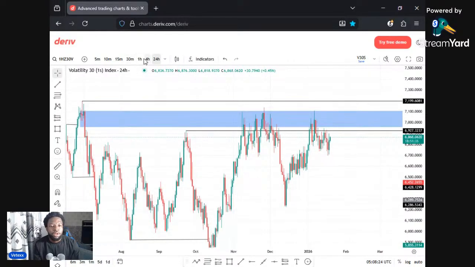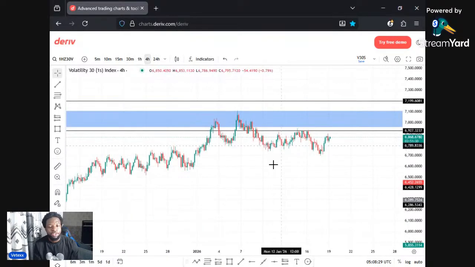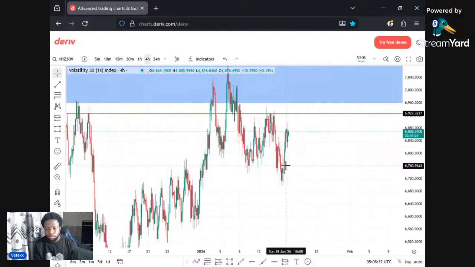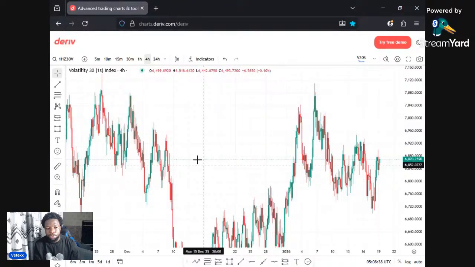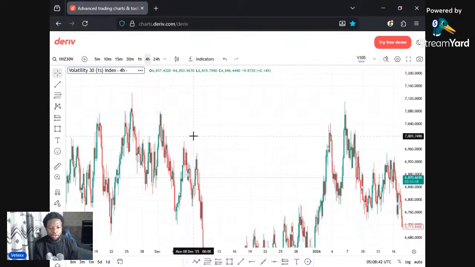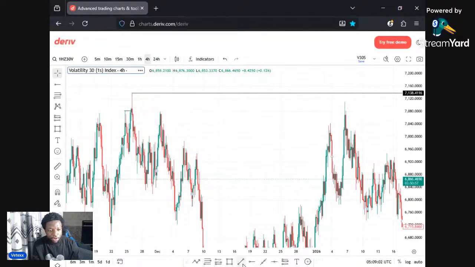Now we'll go down to the 4-hour time frame to see if we see a continuation from there, because we cannot take a trade on the 24-hour time frame. On the 4-hour time frame, what can you see? Okay, on the 4-hour time frame, we have this. We have a sweep of liquidity here. This is our protected high.